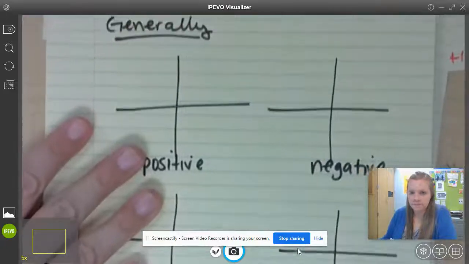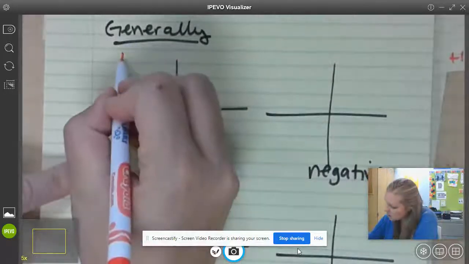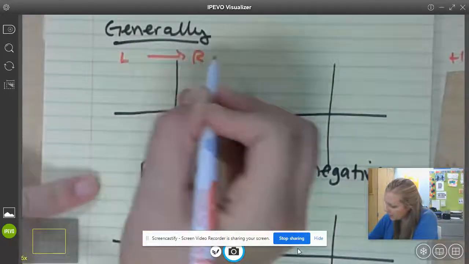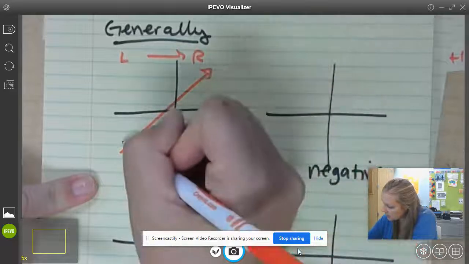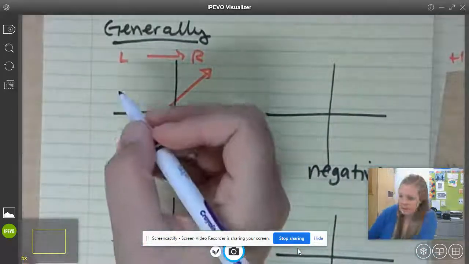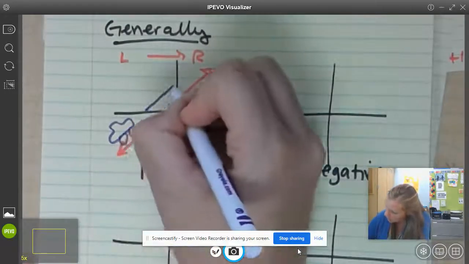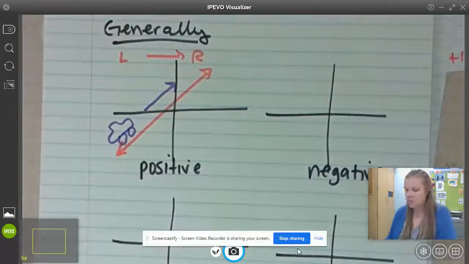Generally speaking, positive lines, we always start from the left and we go to the right. Positive lines look like this. They start at the bottom and they go up. And the way I think about this is I think about a car. I know I'm an amazing artist. This car is going up a hill, and so that slope is positive.